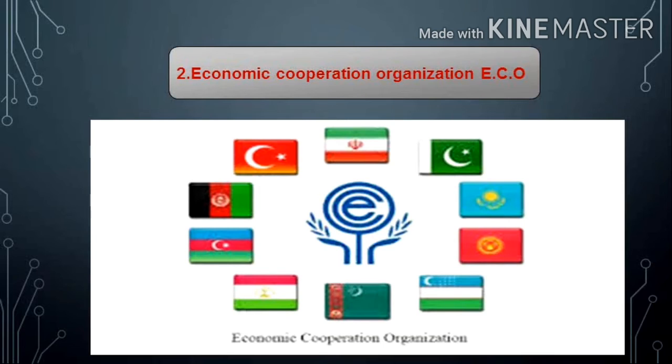Economic Cooperation Organization, ECO. We have already discussed what ECO is. Pakistan and Turkey organized Regional Cooperation for Development, RCD, in July 1964 with mutual understanding. This organization was reactivated in 1985 and now it is called the ECO, or Economic Cooperation Organization, with its 10 members.